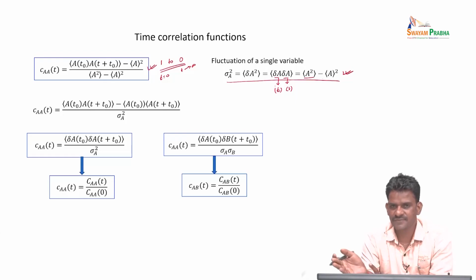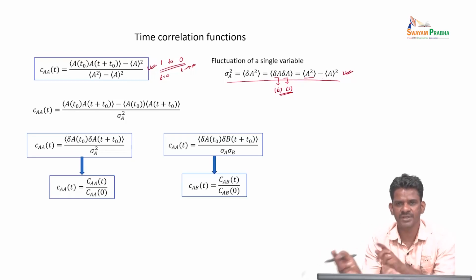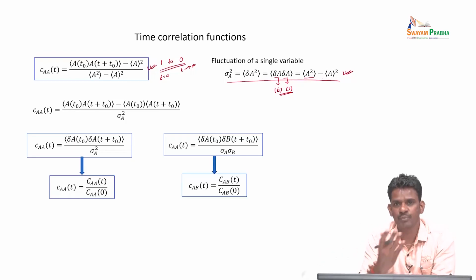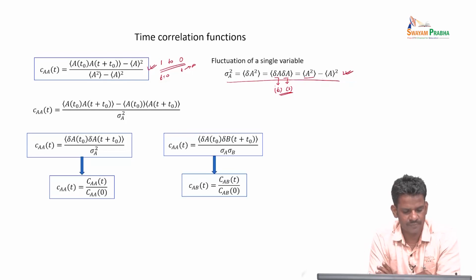So now we want to relate this fluctuation to the time correlation function. The difference is that here we correlate the variables at the same time, whereas in the time correlation function we correlate between two different time intervals, two different time points. So let's use those descriptions so that we can show the relationship between the two.